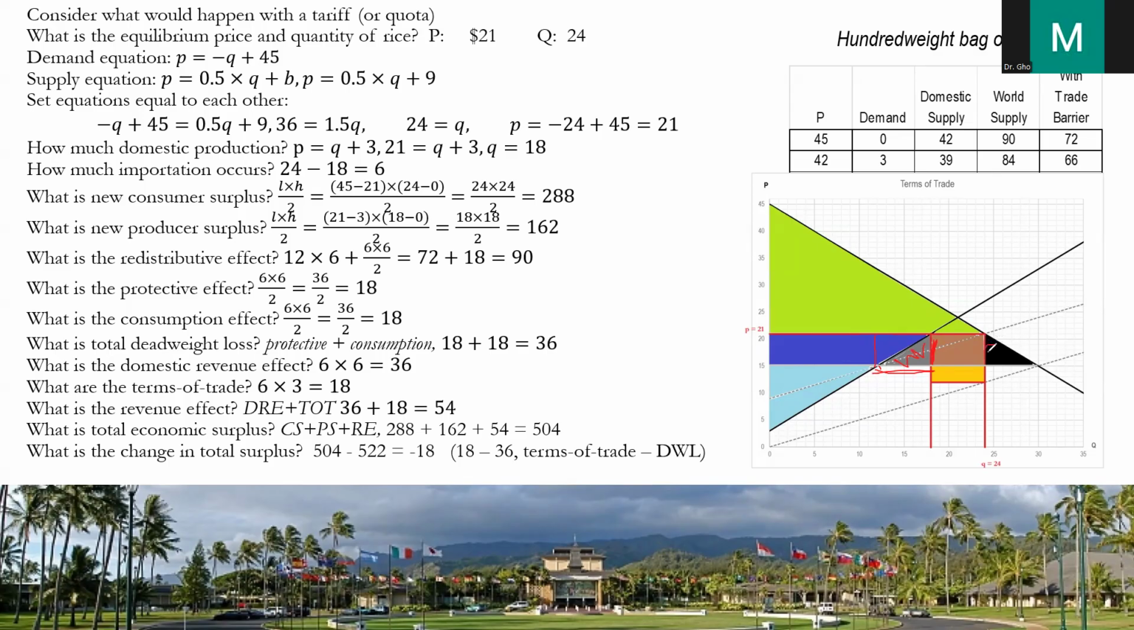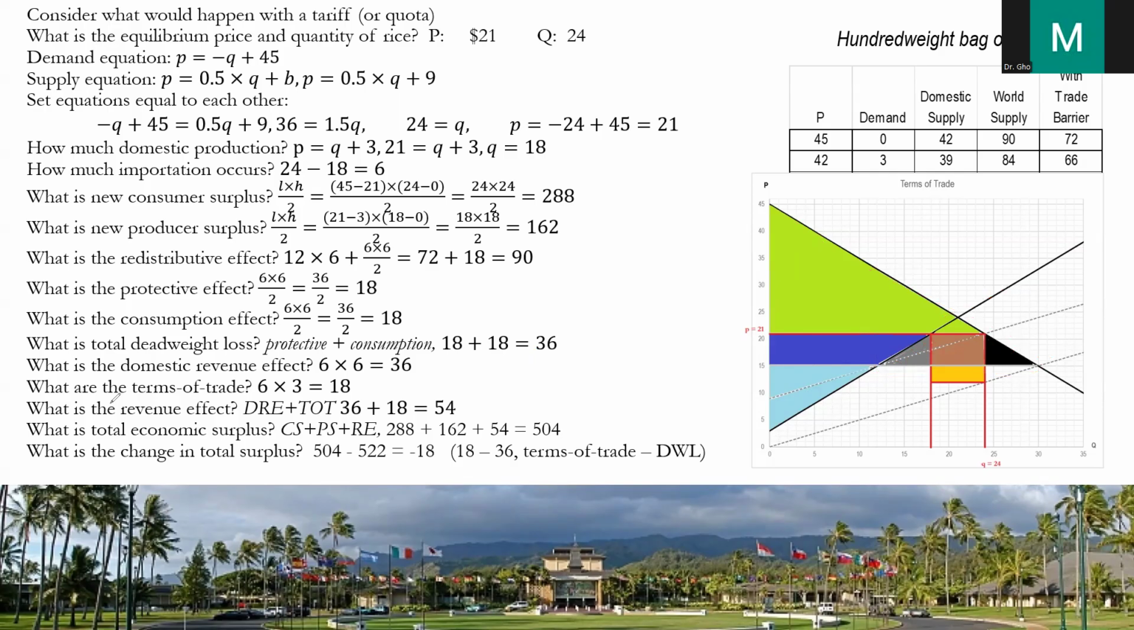The consumptive effect is this black area right here. They were at 30. Now they're at 24. So this is 6. And we know that this is 6 as well. In this case, because the slopes are the same for each of these, you end up with the same amount. They're both going to be 18. Total deadweight loss, you add both of the protective and consumption effect together, and that will give you the total amount of deadweight loss.